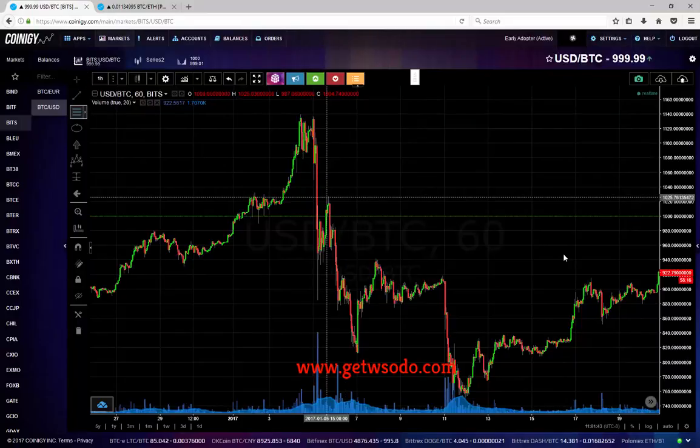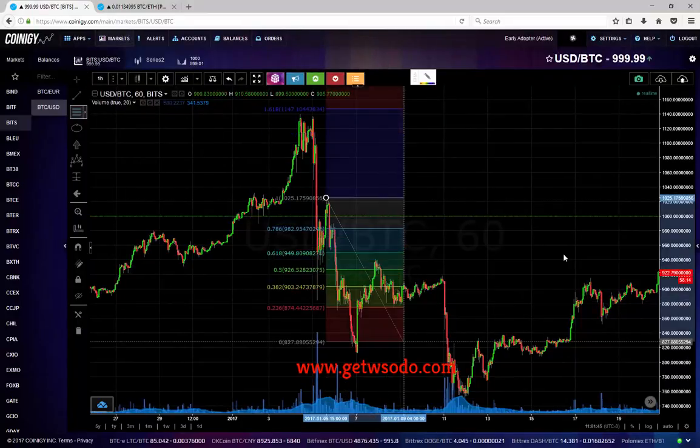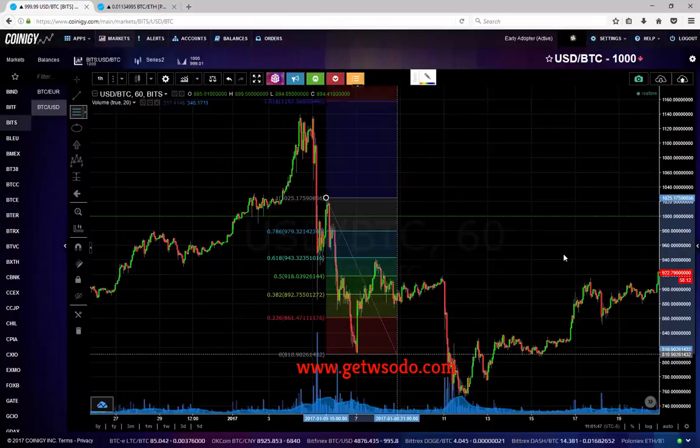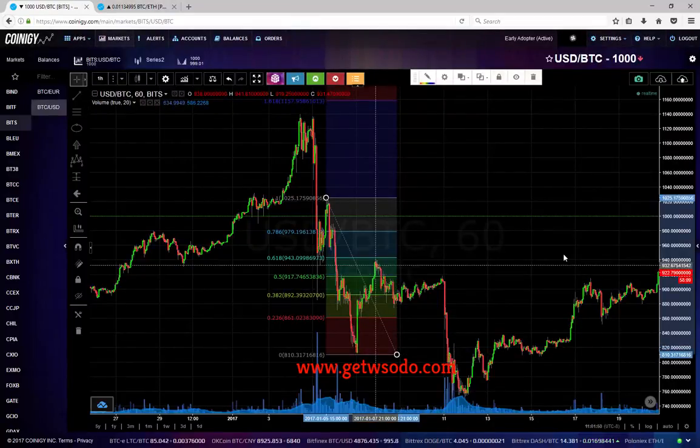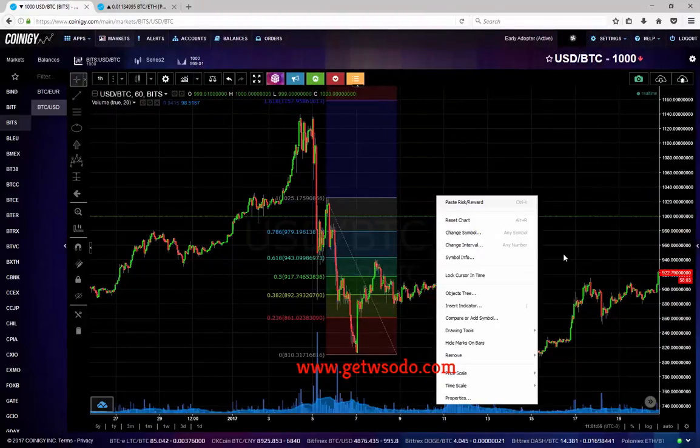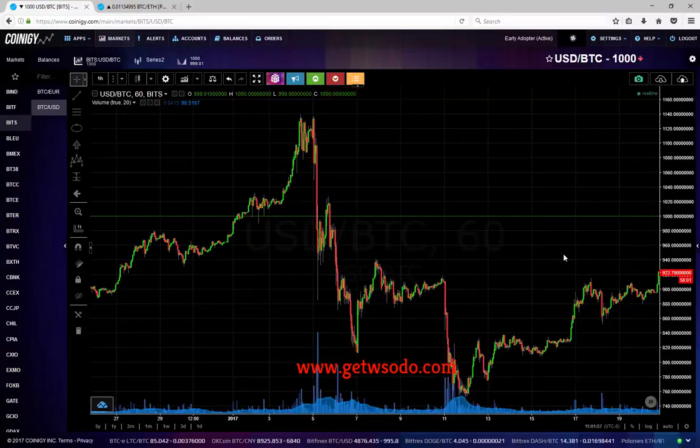Let's measure the second move down. We can see that it hits 61.8% on the nose. And we'll backtest, and I'll show you some other examples on larger time frames.